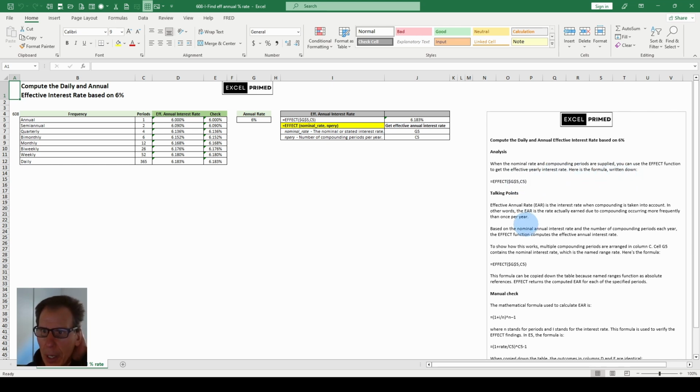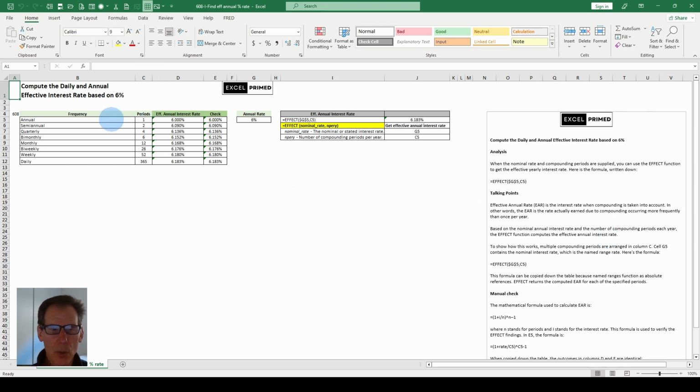The effective annual rate, EAR, is the interest rate when compounding is taken into account. In other words, the effective annual rate is the rate actually earned due to compounding occurring more frequently than once per year. Based on the nominal interest rate, this would be your 6%, and the number of compounding periods each year, the EFFECT function computes the effective annual rate.